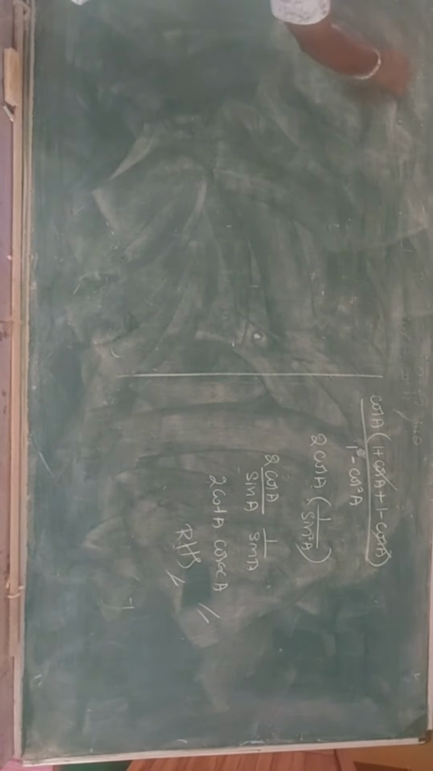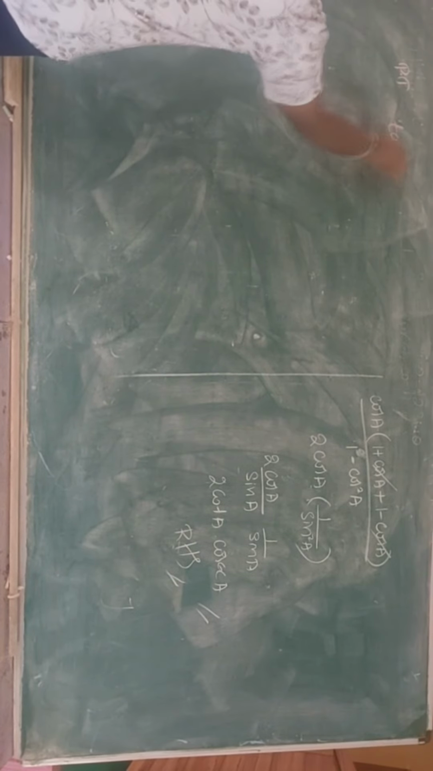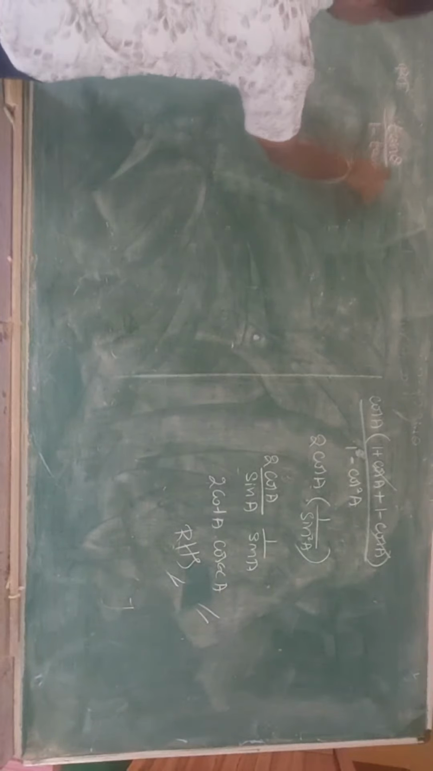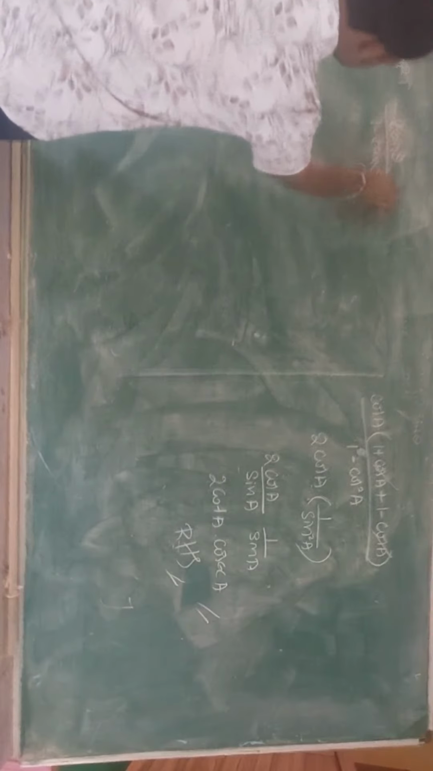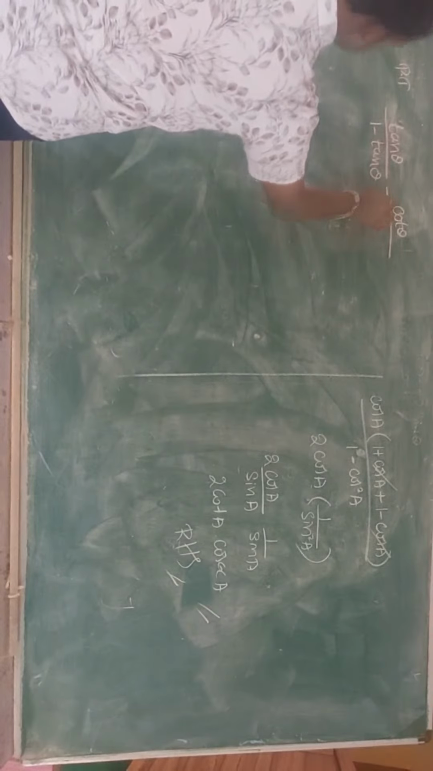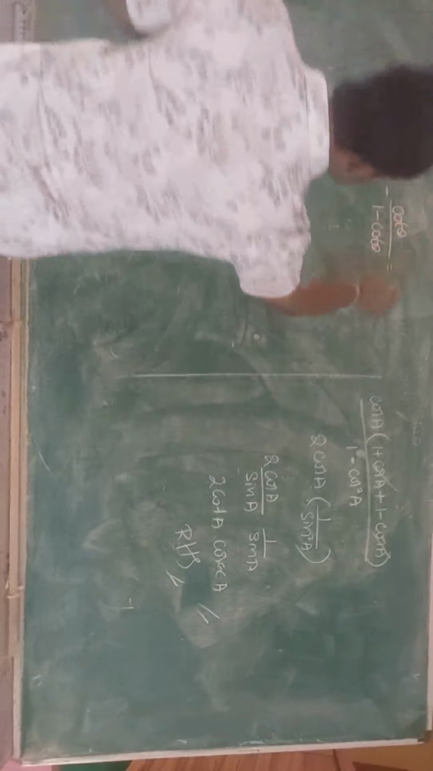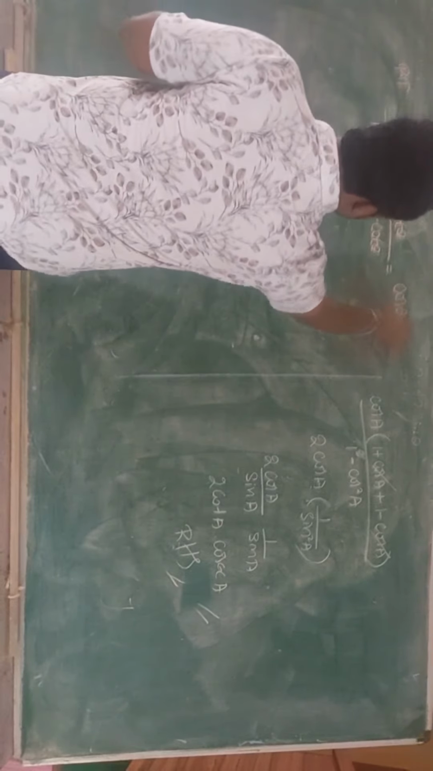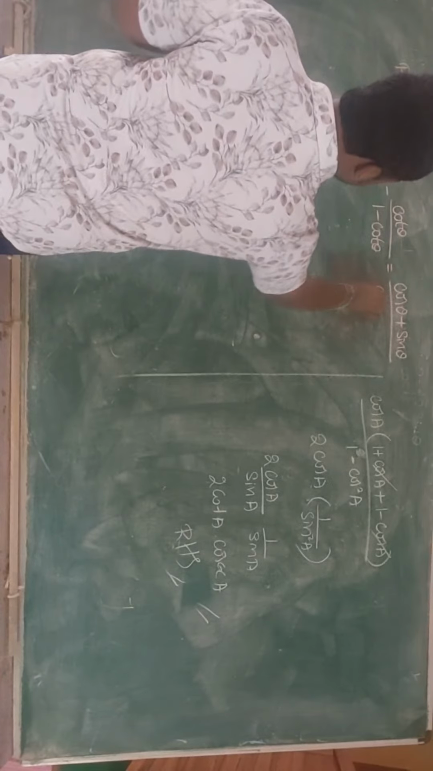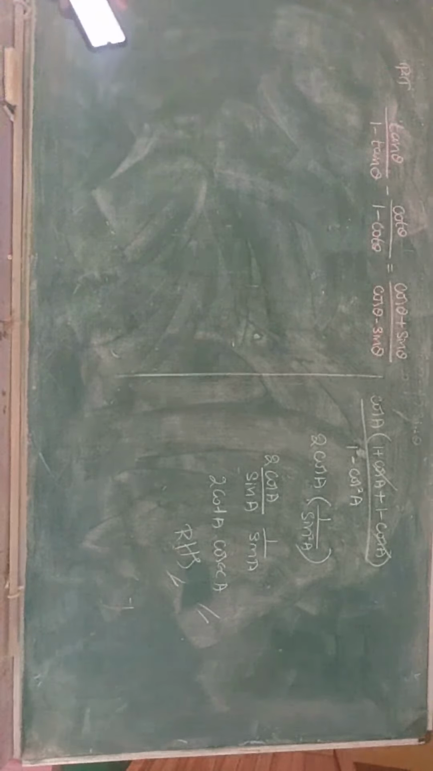Prove that tan theta upon 1 minus tan theta minus cot theta upon 1 minus cot theta is equal to (cos theta plus sin theta) divided by (cos theta minus sin theta).